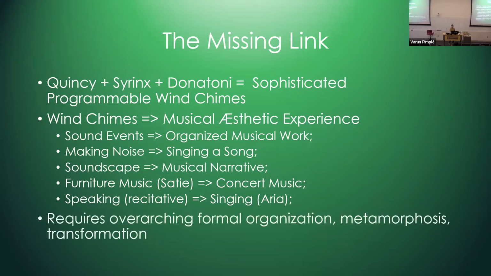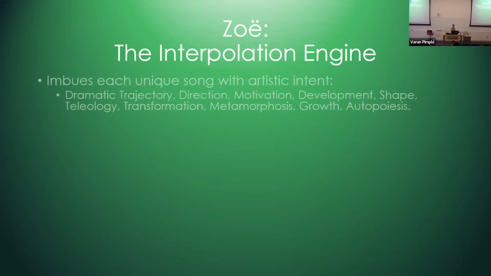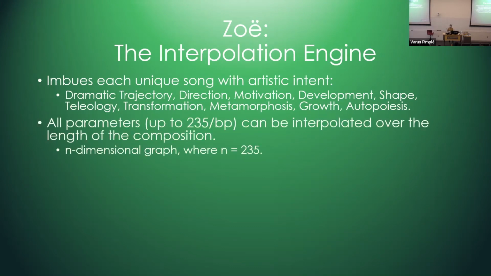So what we need for this is an overarching formal organization that can supply a sense of transformation over the course of the piece. And so enter Zoe, the interpolation engine. Zoe is the Greek word for life. That's where that comes from. So Zoe imbues each song with artistic intent. So you have a sense of dramatic trajectory or transformation or metamorphosis or autopoiesis. With Zoe, you essentially get this giant breakpoint interpolator where all the parameters, up to 235 per breakpoint, can be interpolated over the length of the composition.